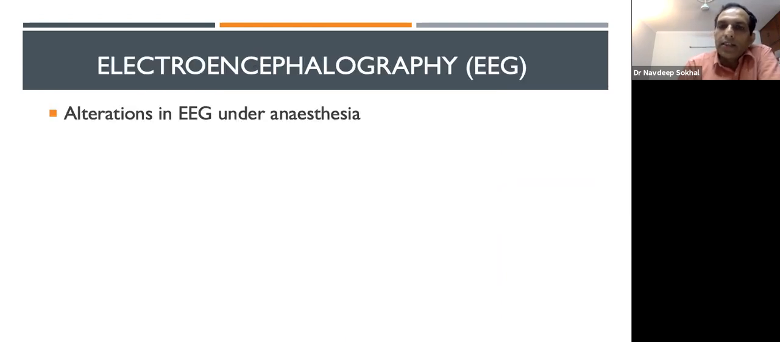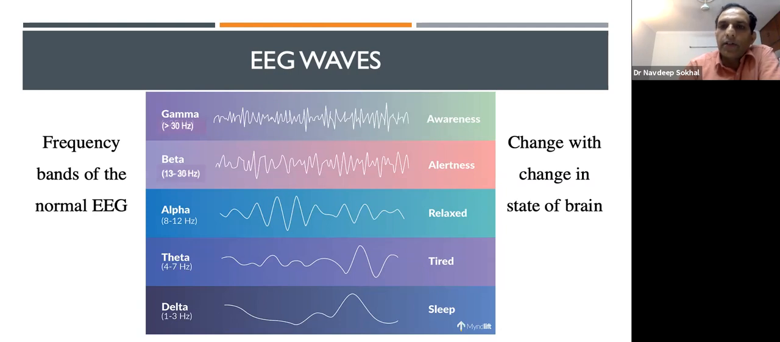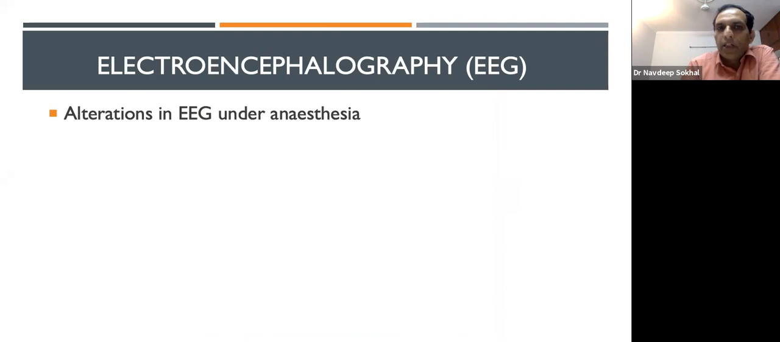Now, similar to when a patient goes from alert to sleep, the waveform pattern changes, the same changes occur during anesthesia also. So this property is taken into consideration while analyzing these waves to identify the depth of anesthesia. So alteration in EEG under anesthesia tells us about the change in the state of consciousness.